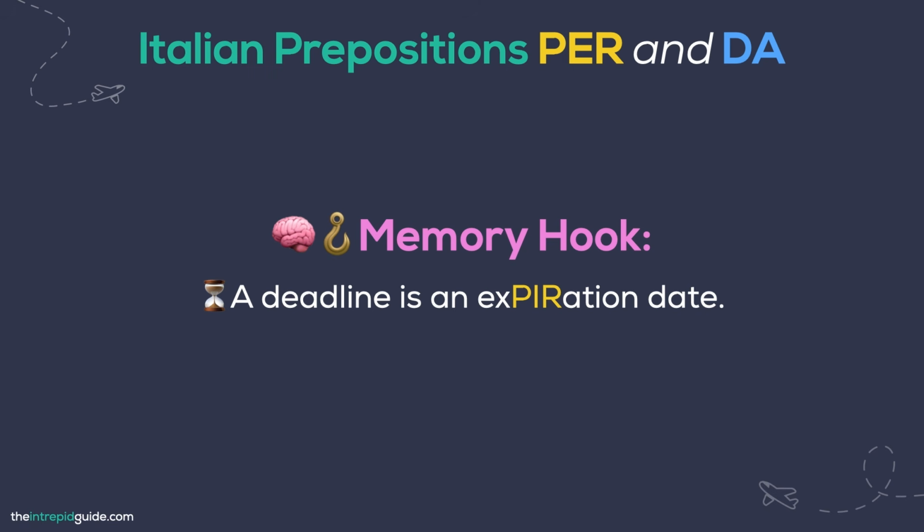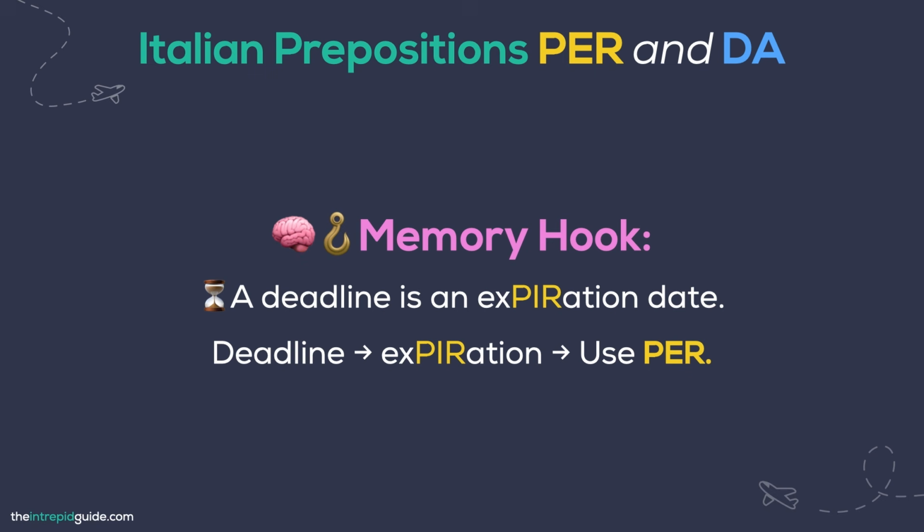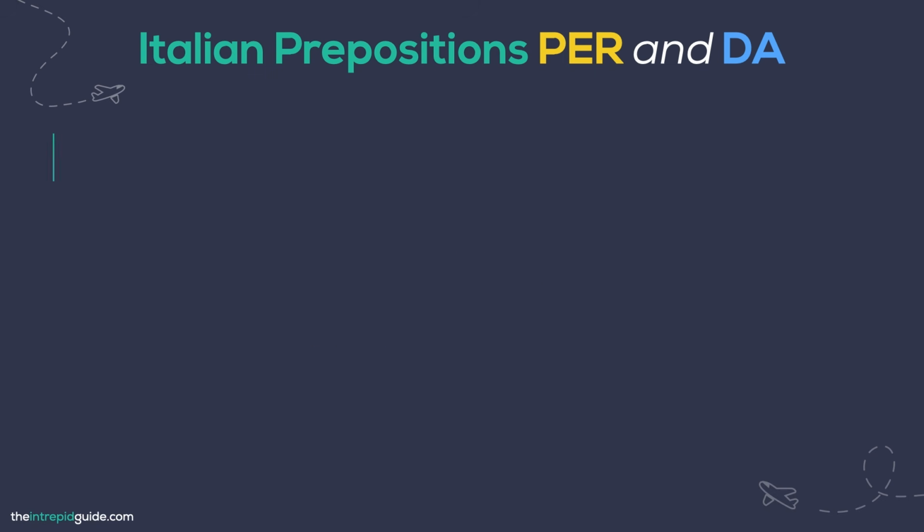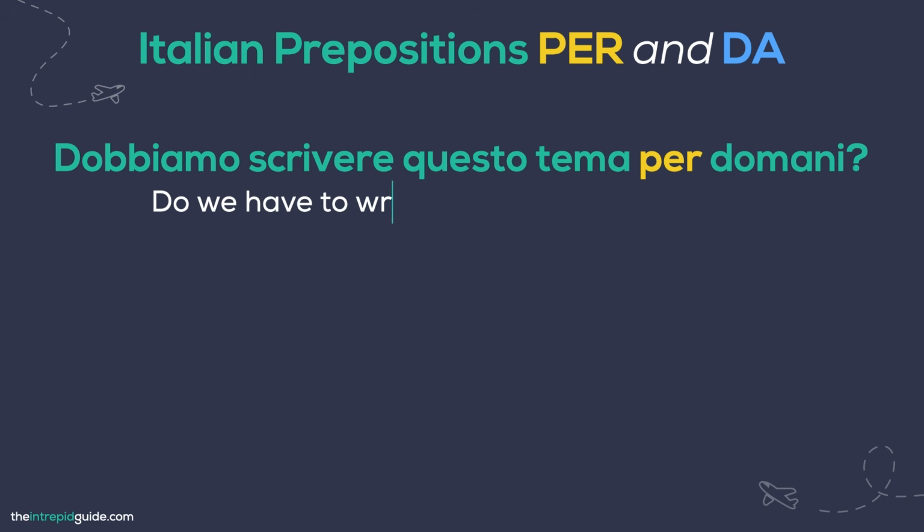Now listen to that word again, expiration. Hear that sound in the middle? Per is almost like saying per, and that's your clue. A deadline requires per. So you ask, Dobbiamo scrivere questo tema per domani? Do we have to write this essay by tomorrow?